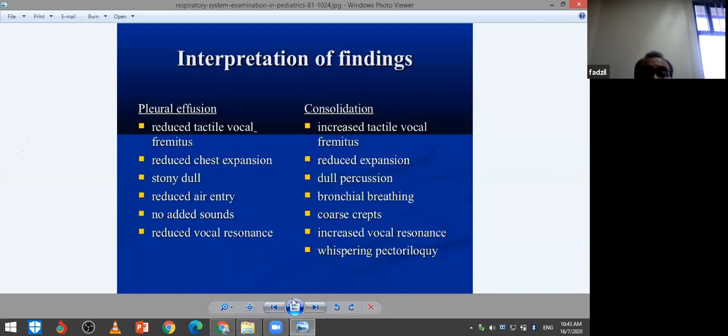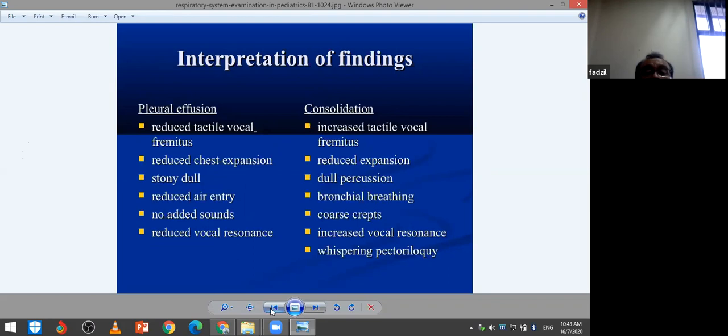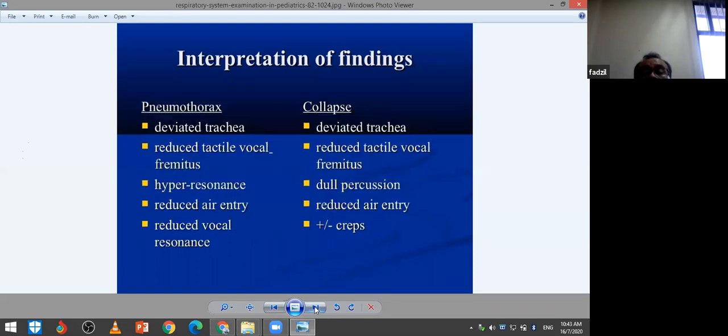But it doesn't matter. You must be able to interpret and give your differential, and argue which one it is. Is it collapse? Is it pneumothorax? Is it consolidation? Is it a pleural effusion? You must be able to give your argument on that. If you reach this, it means you have reached the clinical skill that we expect you to have. Very important.